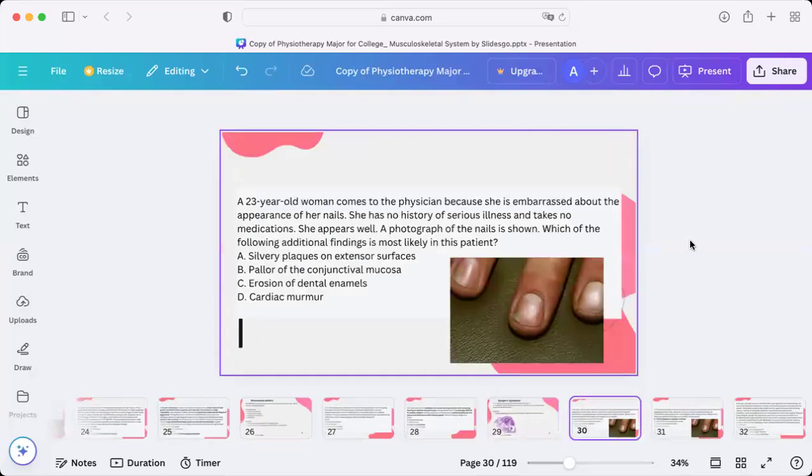Next question, we have a 23-year-old woman that comes to the physician because she's embarrassed about the appearance of her nails. She has no history of serious illness and takes no medications. She appears well. A photograph of her nails is shown. Which of the following additional findings is most likely in this patient? Silvery plaques on extensor surfaces, pallor of the conjunctival mucosa, erosion of the dental enamels, or a cardiac murmur. This one's kind of direct recall. It's a little annoying, but I remember Dr. Uban was stressing a lot on this.